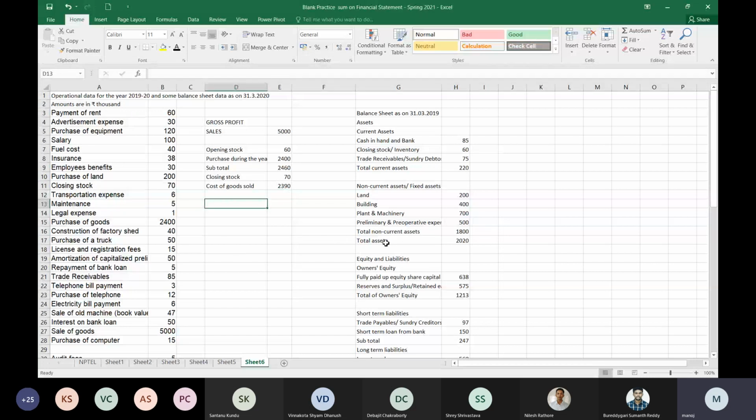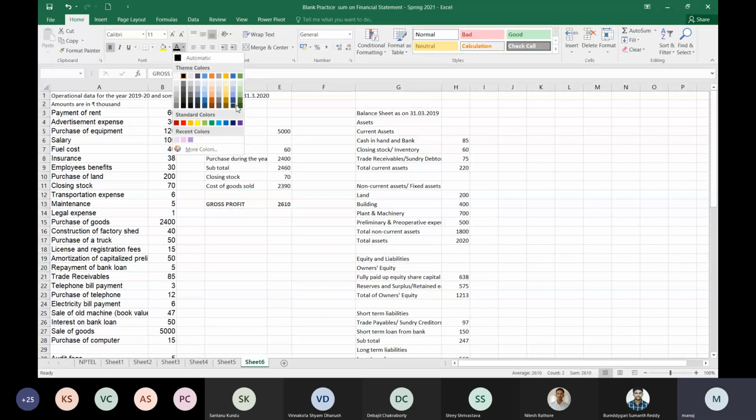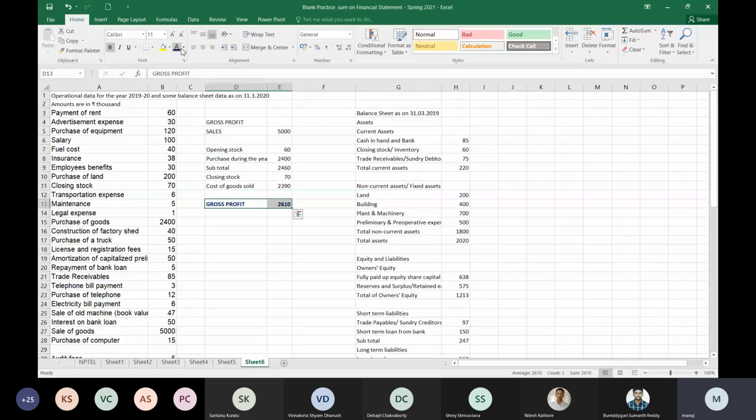Therefore, gross profit is equal to, as you know, sales minus cost of goods sold. That means 2610 is the gross profit. So one entry is done. We have got gross profit. We have estimated one of the objective data.